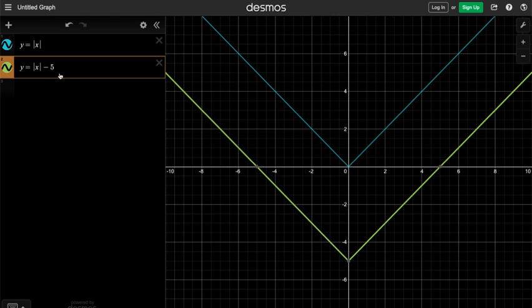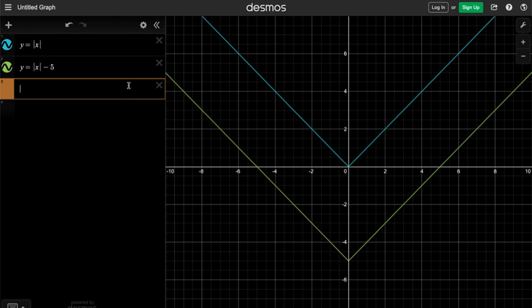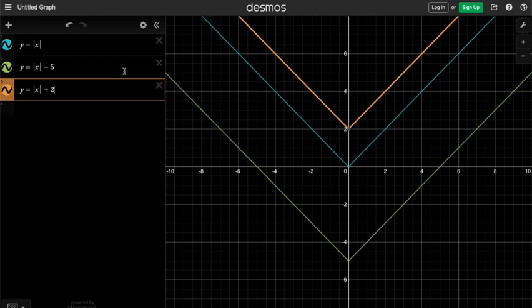What if we replace this minus 5 by, let's say, plus 2? What will happen to the graph? You may guess that this graph will then be shifted up by 2 units. And you're perfectly right. Let's take a look. This graph now has a new vertex at (0, 2). And if you look at this particular x value, 2, you can see that it shifts up from (2, 2) to (2, 4).